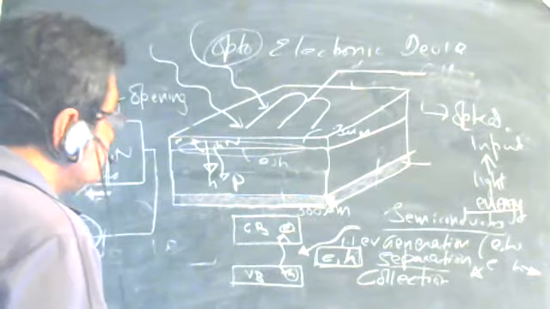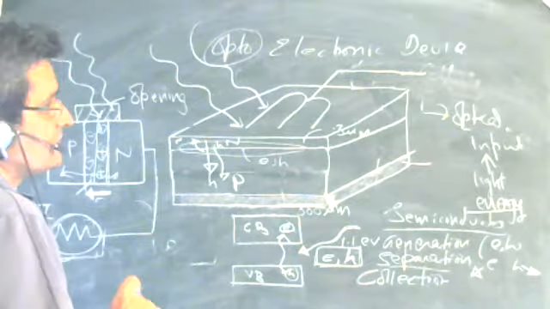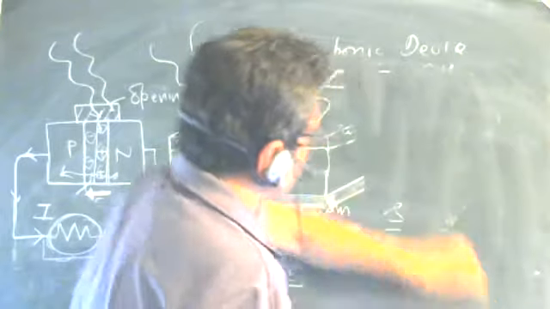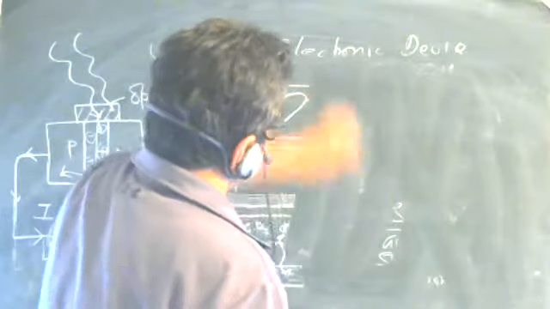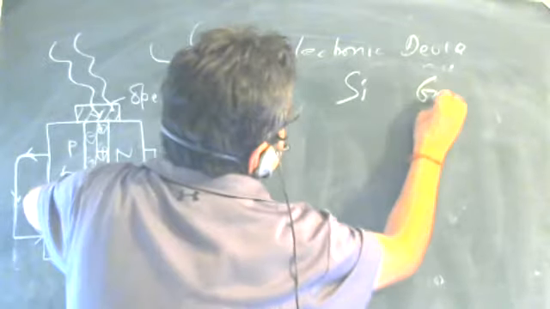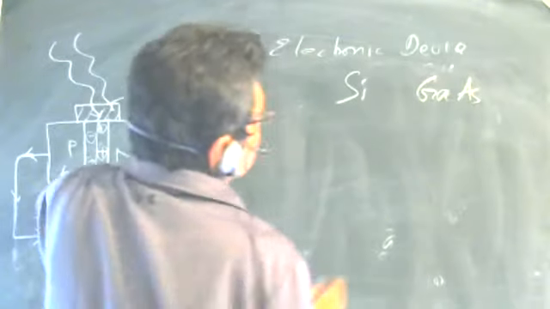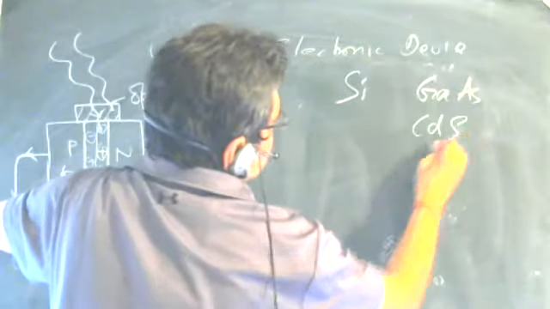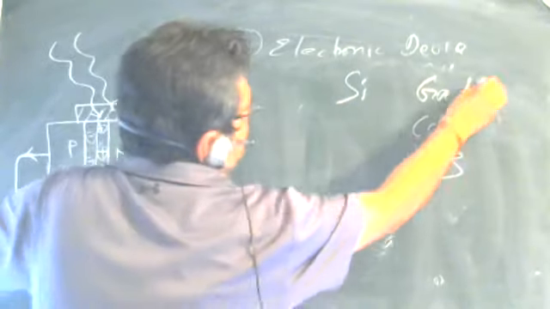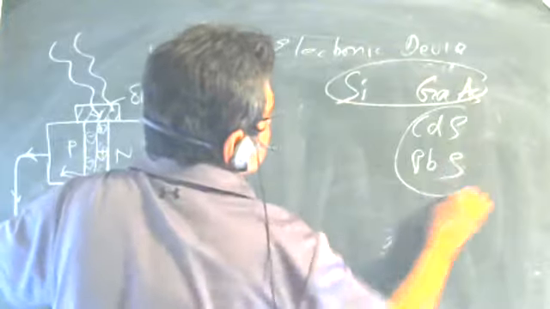Now the other aspect we need to know about the solar cell is, why do we use silicon? Why do we prefer silicon? Of course, we generally prefer silicon and GaAs. There are various other materials, say CdS, PbS. We prefer these two as compared to these.